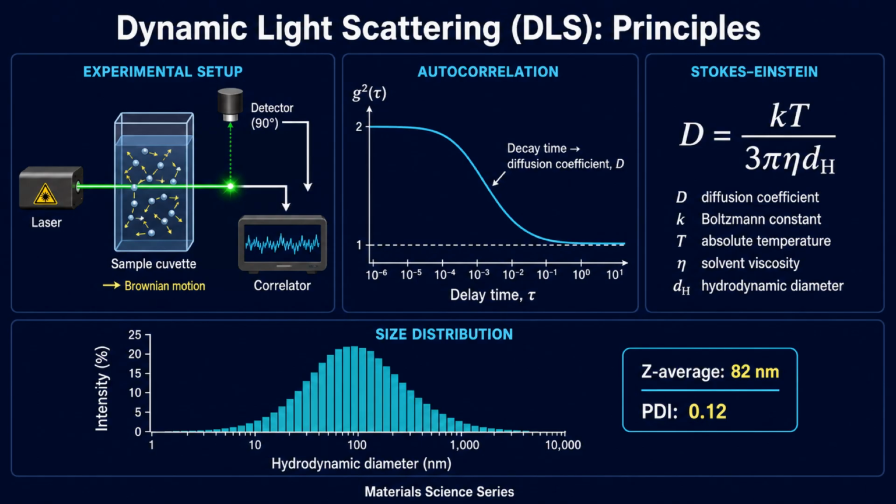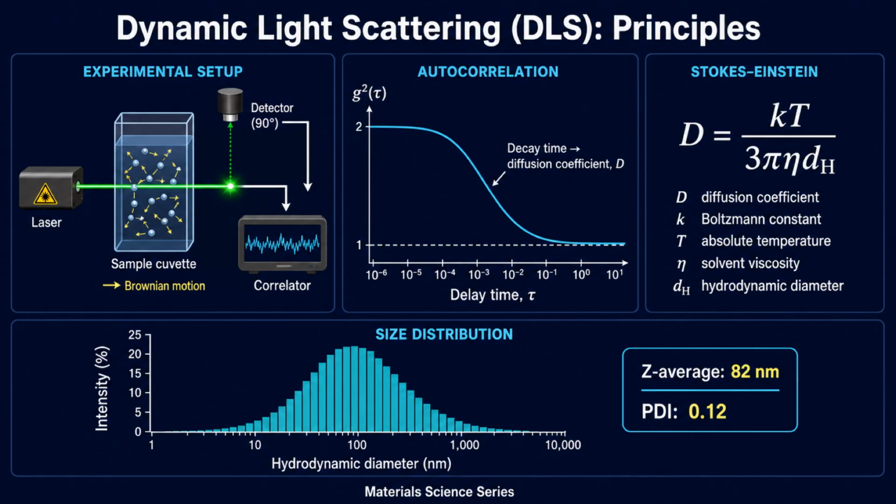The autocorrelation function of these fluctuations contains information about the diffusion coefficient. For a monodisperse sample, it's a single exponential decay. The decay time is inversely related to the diffusion coefficient D. The Stokes-Einstein equation then converts D to hydrodynamic diameter. D equals kBT divided by 3 pi eta dh, where kB is Boltzmann's constant, T is temperature, eta is viscosity, and dh is hydrodynamic diameter.